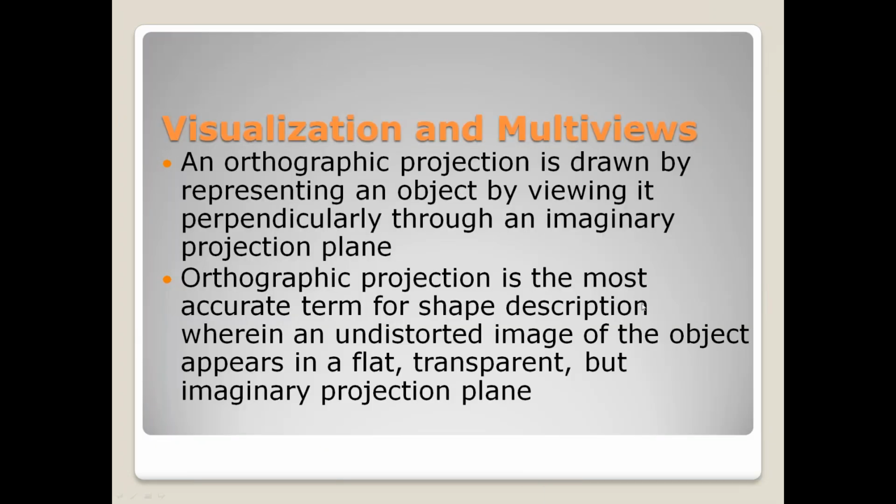Visualization and multi-view. Now we're going to talk about orthographic projection, which is drawn by representing an object by viewing it perpendicularly through an imaginary projection plane. Orthographic projection is the most accurate term for shape description, when an undistorted image of the object appears in a flat, transparent, but imaginary projection plane. Let's go into a little more detail. What exactly does orthographic projection mean to you?